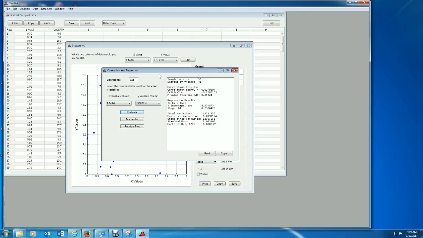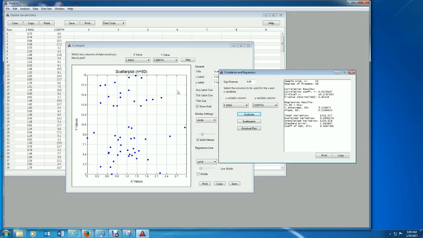And don't forget, if the data is going in a downwards pattern, this is not, but imagine if it were, then that is going to result in a negative correlation coefficient. So you just have to keep that in mind.